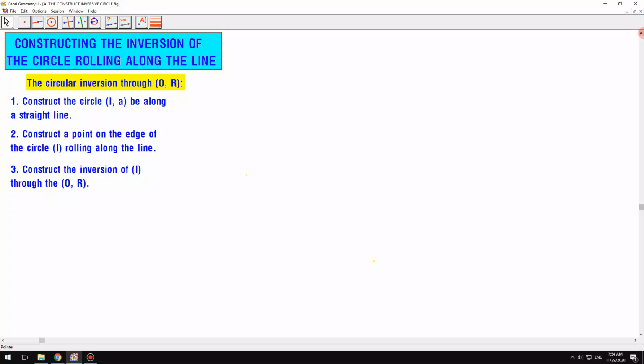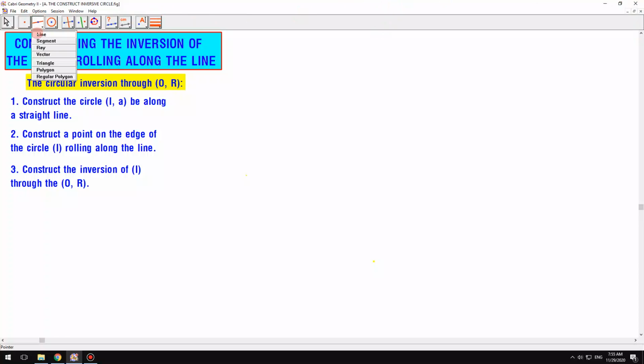Constructing the inversion of the circle rolling along the line. The circle inversion to circle out radius R. First, construct a circle center I radius A, B along a straight line. Second, construct a point on the edge of the circle I rolling along the line. Third, construct the inversion of circle I to the circle out radius R.